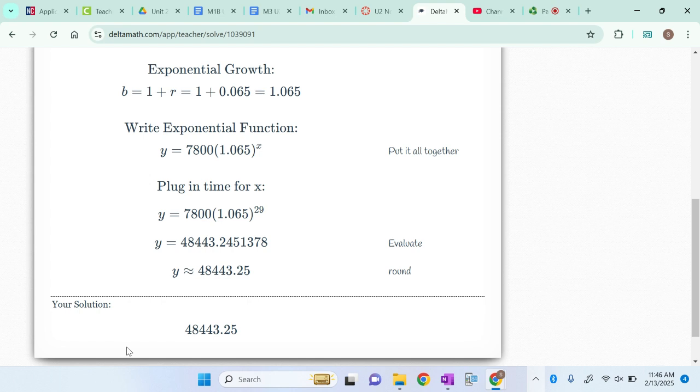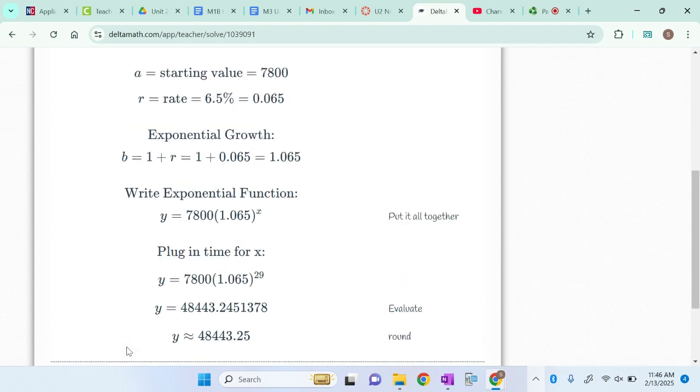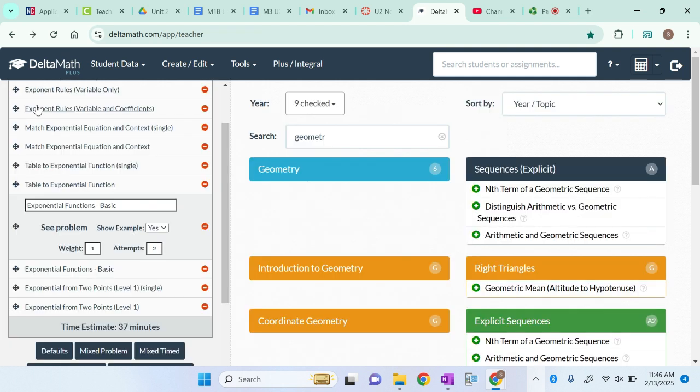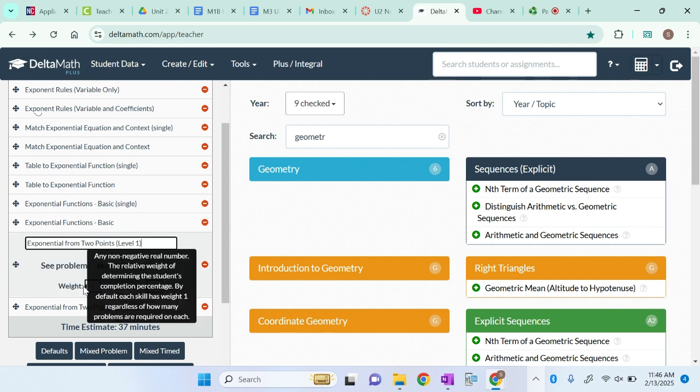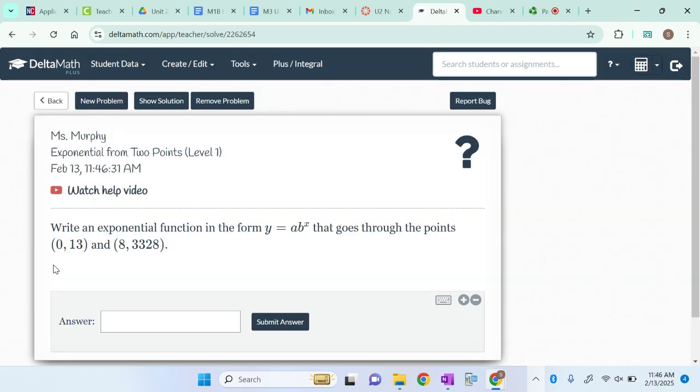All right, are we good on this one? Can I erase? All right, so we're going to do the last single problem together, which is exponential from 2 points. It should be the very first one listed. So exponential from 2 points. And it should be this problem.